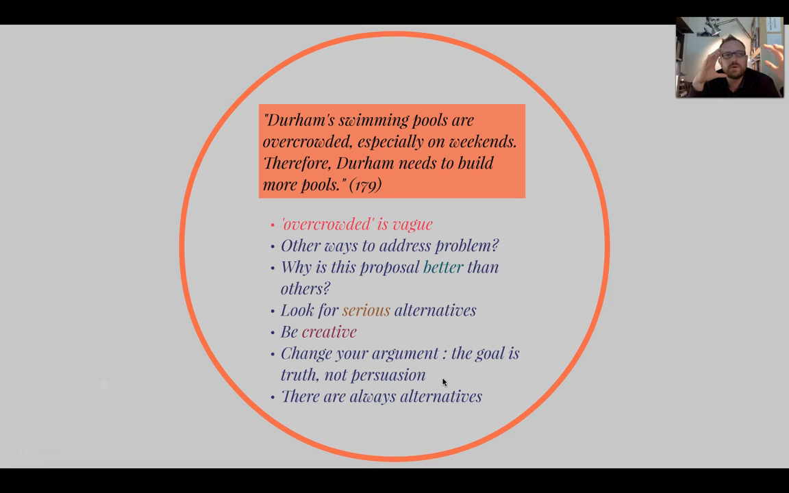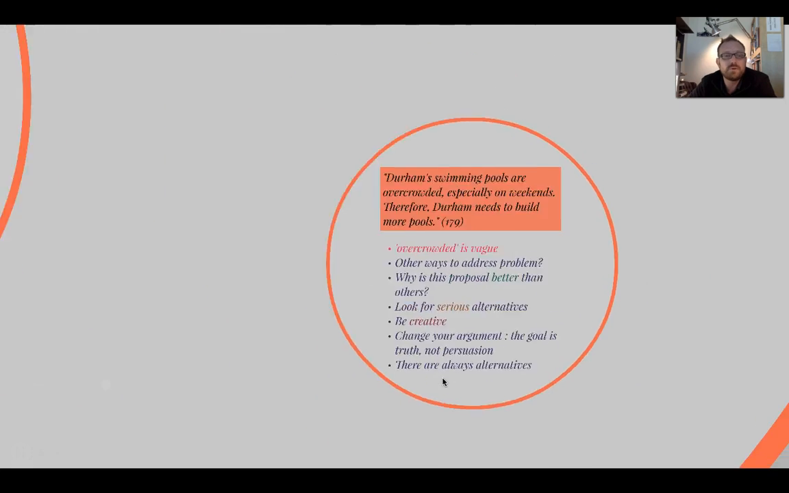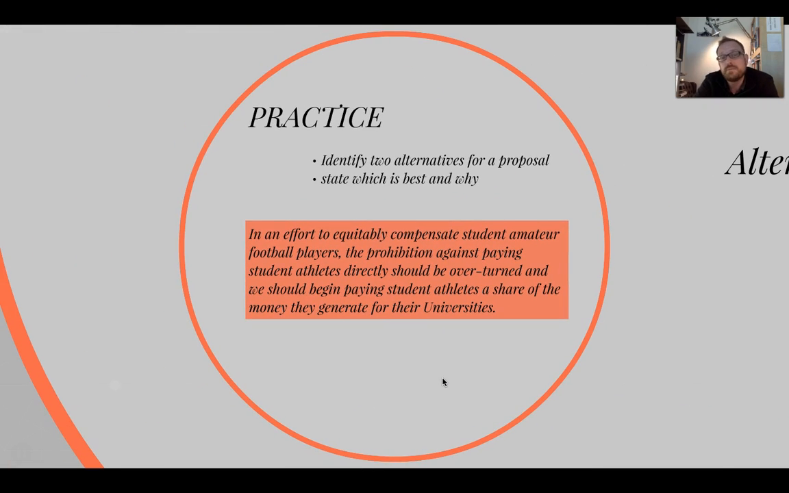Always think about it this way: there's always tension. A good argument always has tension. And so, for instance, when you're considering alternatives, you're considering the tension between different sorts of conclusions that might be made to address a specific problem. So that's pretty important stuff. So how can you practice this?